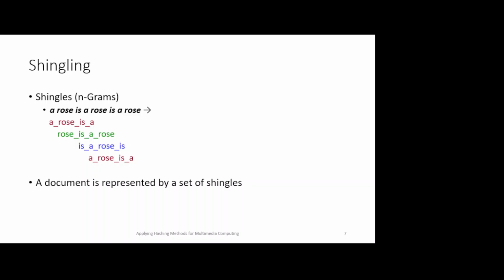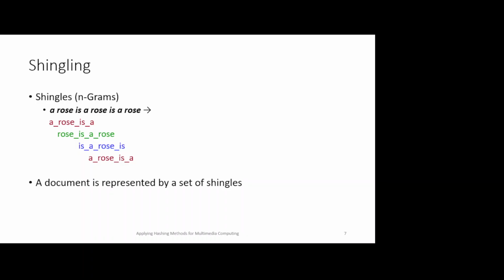Okay, so first is shingling. Shingling in NLP we call n-grams. So n-grams work like this. Here is a sentence, a document: a rose is a rose is a rose. For this sentence, we extract the shingles, or n-grams. You can imagine that we have a sliding window, and the window size is 4.